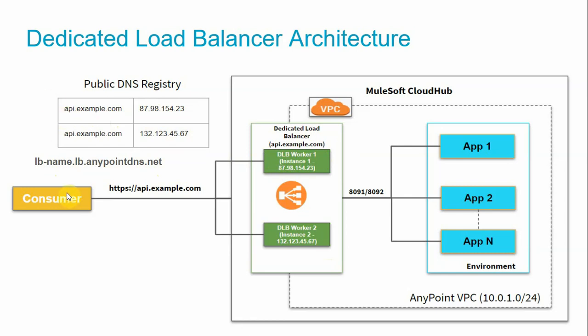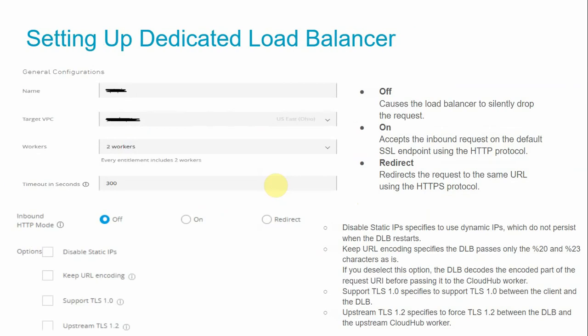Now any consumer who wants to connect to this application will send a request to https://api.example.com/app name/whatever resource path. The dedicated load balancer will apply the mapping rule and transfer the request to application one, depending on what comes in the URL and on the mapping rules set on the dedicated load balancer. We will see in the example how we can set up the dedicated load balancer mapping rule. Now let's start setting up.